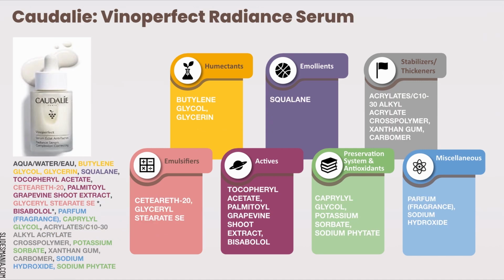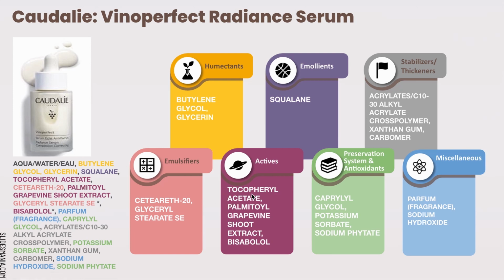Then going forward, we have the Kodali Vino Perfect Radiance Serum. This serum has a low viscosity, but it's also an emulsion. You see there's water, and then some humectants, butylene glycol and glycerin, and an emollient, which is squalane. And here the tocopherol acetate is a derivative of tocopherol, so a derivative of vitamin E.